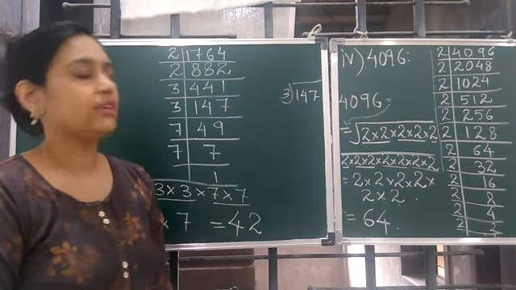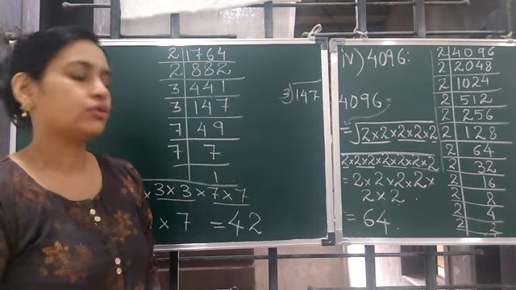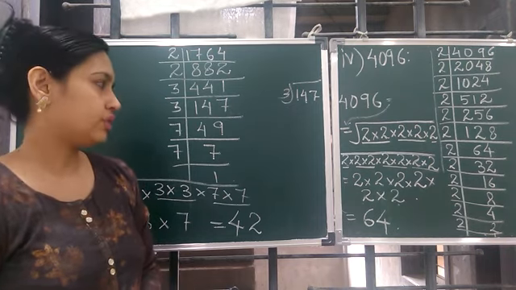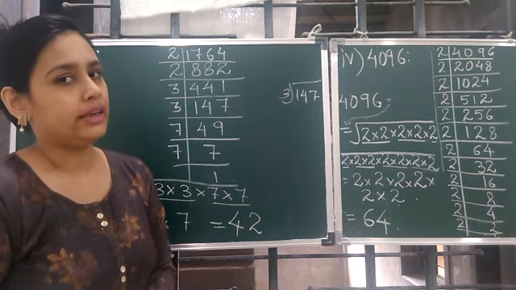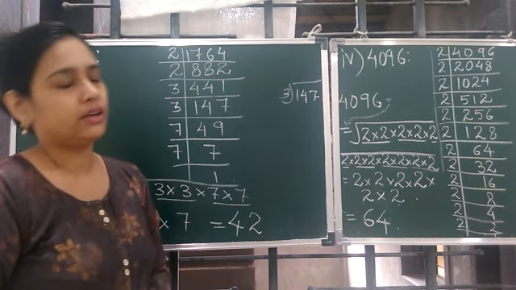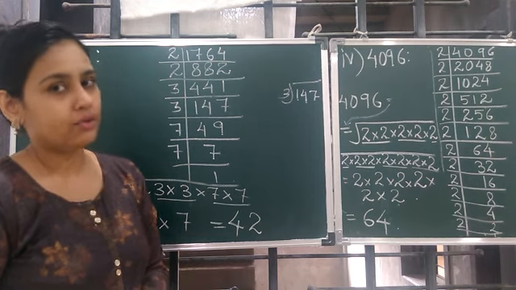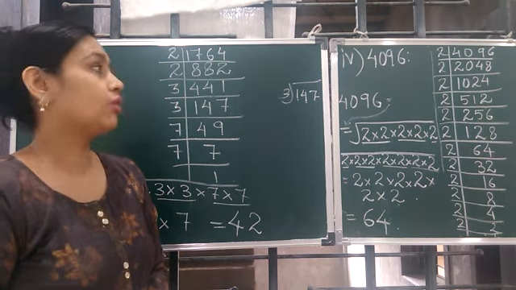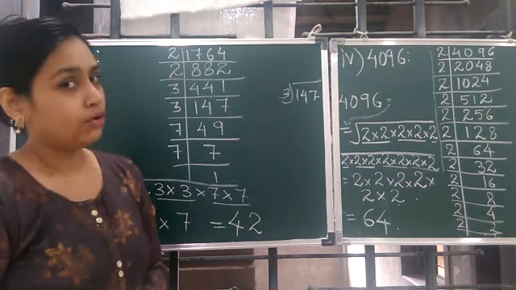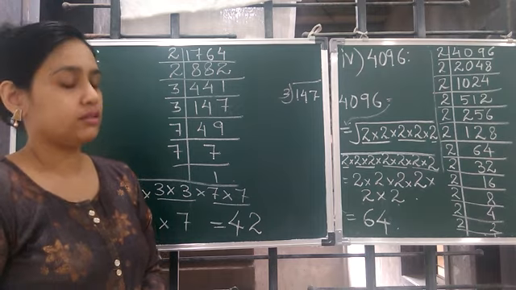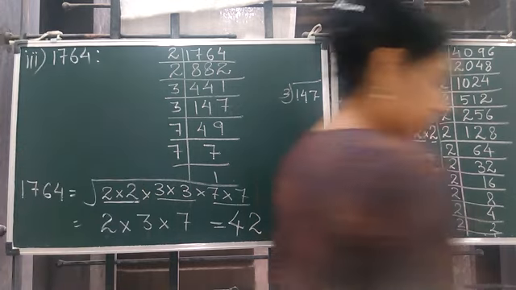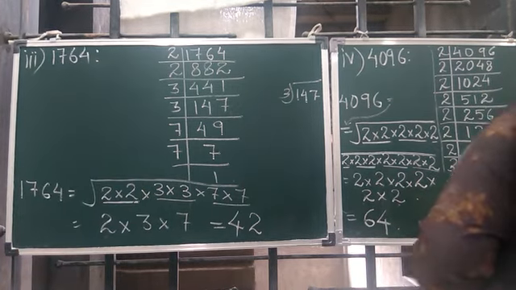64. Or you can say the square of 64 is 4096, or you can say if you multiply 64 by 64, you will get the answer as 4096.